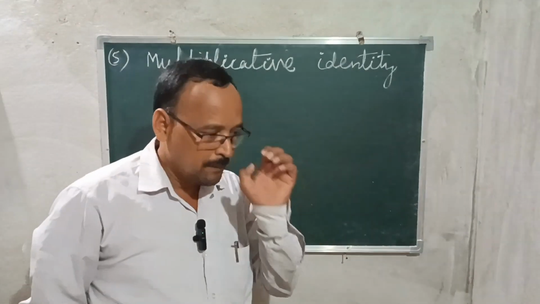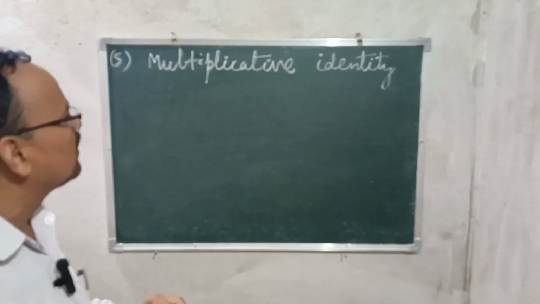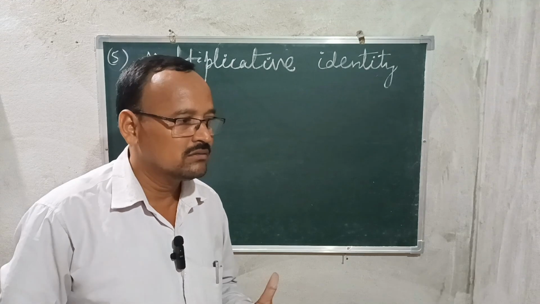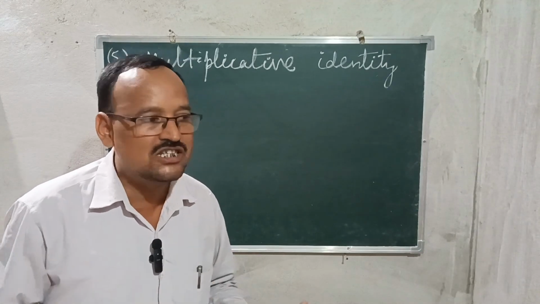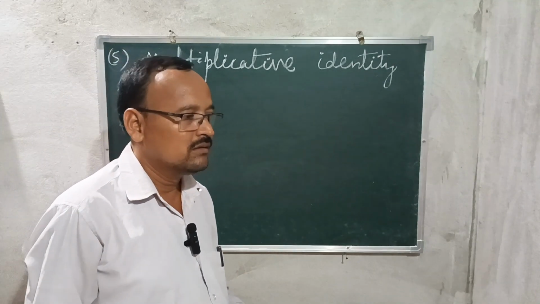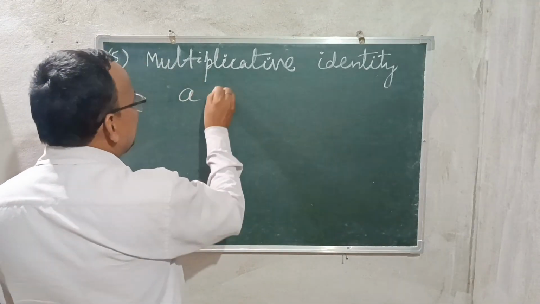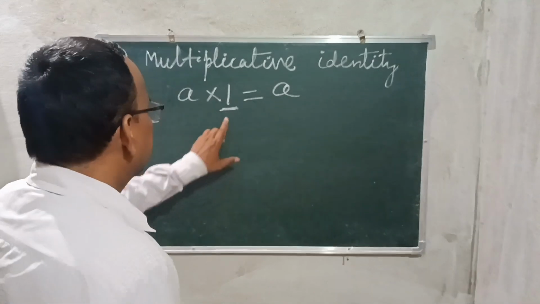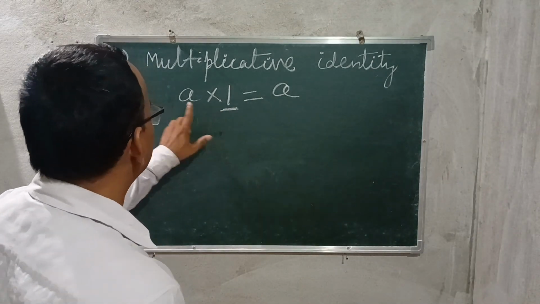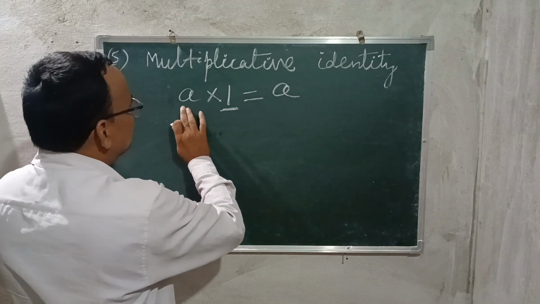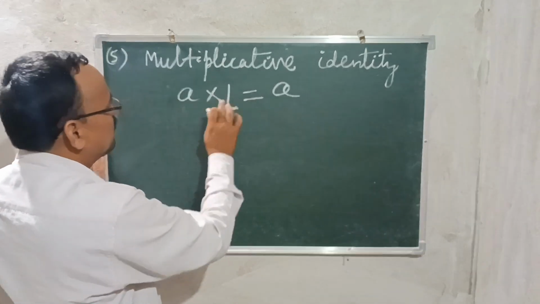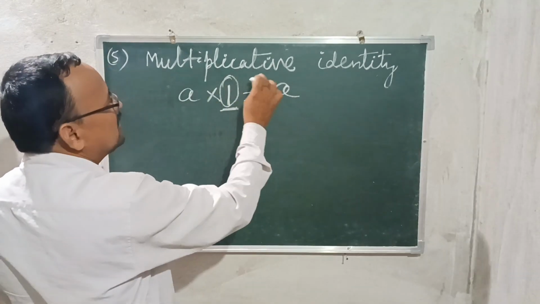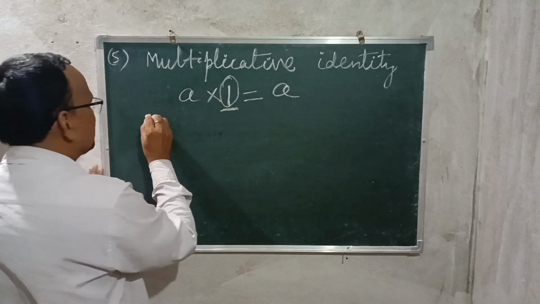That means it is an integer by which when any number is multiplied, there is no change in its value. Suppose a into 1 is equal to a, and 1 is such a number that when multiplied with any number, there is no change in that number. A into 1 is equal to a. So 1 is called the multiplicative identity.